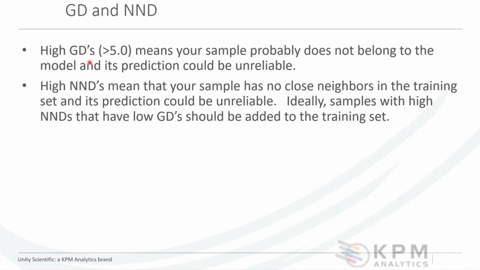A high global distance means that your sample probably doesn't belong in the model, and its prediction could be unreliable. It's saying that this sample's spectra look different from those included in our calibration set. A high near neighbor distance means that your sample has no close neighbors in the training set, and its prediction could be unreliable. So this indicates that you've got a hole. Your sample might belong to the overall group, but you found a hole in this principal component space, and there are no close neighbors. This is generally a very valuable sample, one that's got a low global distance but a high nearest neighbor distance. This is one that you want to be adding back into your training set.